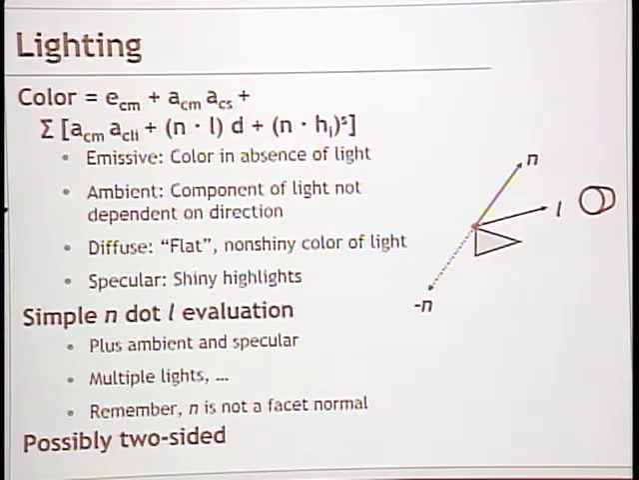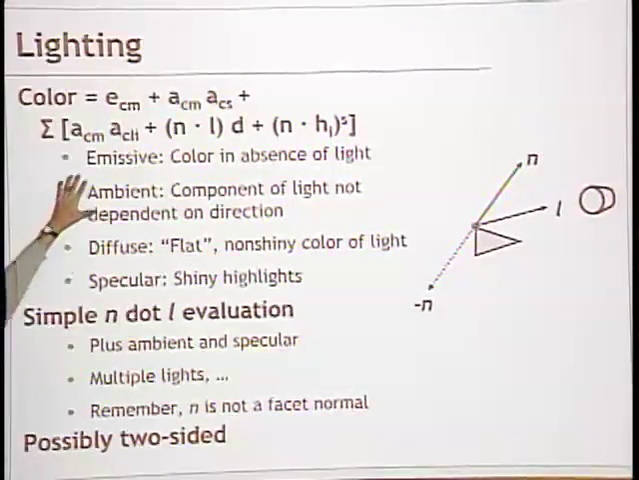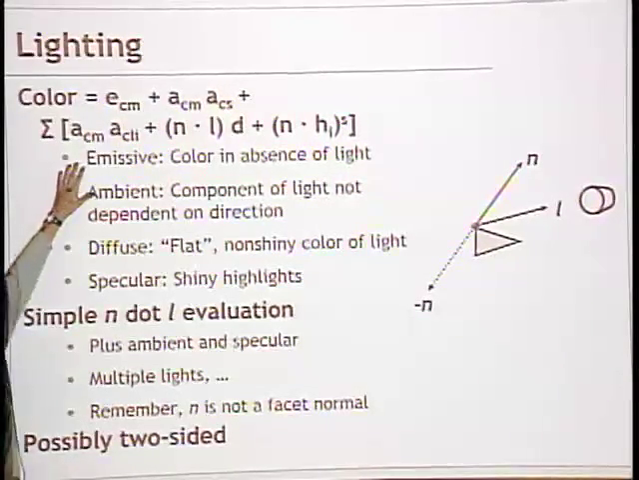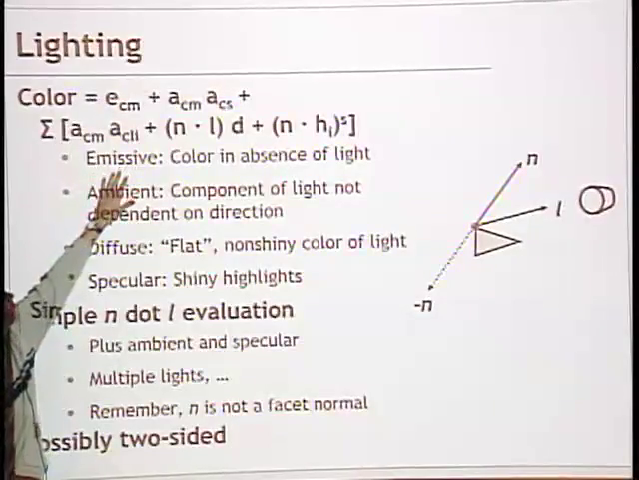Then we have a bunch of lights, and for each light we're going to compute 3 components. One is the ambient component of the light. Say the light is shooting out blue light. It's going to color everything in the scene blue, whether anything can see the light or not. It's just going to flood everything with blue, for instance. So we're going to have an ambient component of the material and an ambient component of the light.